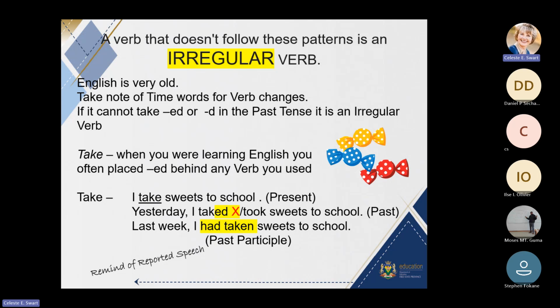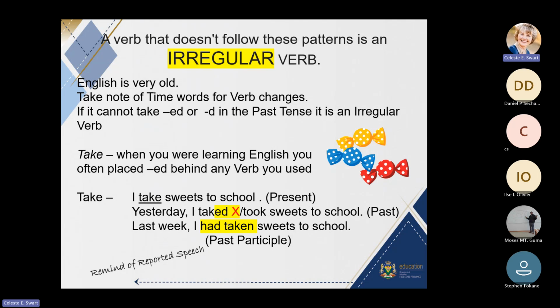So you would have had to change it completely. It's an irregular verb. Take becomes took. Yesterday, I took sweets to school. Okay, but tell me now. Now we get to the past participle, and I say last week, why don't I say last week I took sweets to school? You hear? It sounds totally ridiculous. Last week I had taken sweets to school.